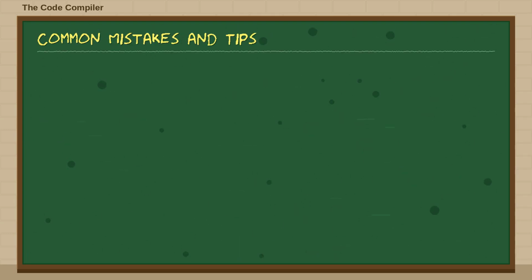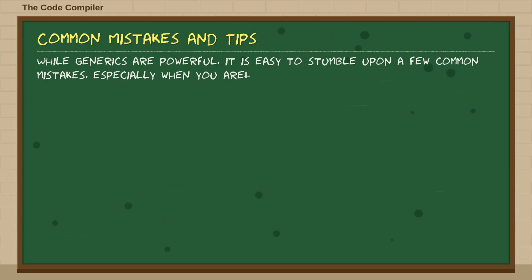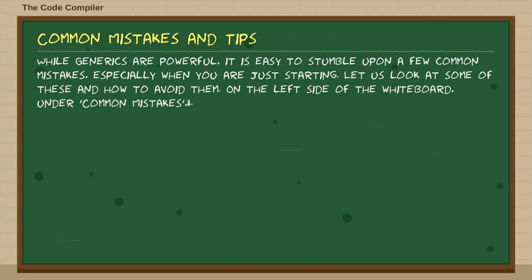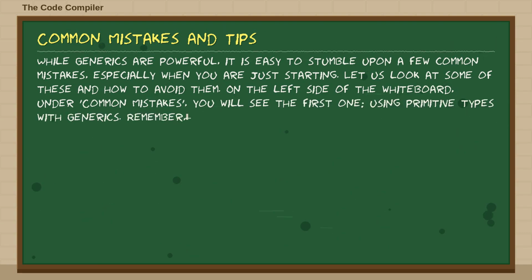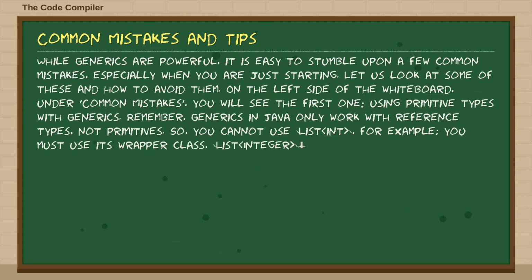While generics are powerful, it is easy to stumble upon a few common mistakes, especially when you are just starting. Let us look at some of these and how to avoid them. On the left side of the whiteboard, under Common Mistakes, you will see the first one, using primitive types with generics. Remember, generics in Java only work with reference types, not primitives. So, you cannot use List<int>, for example. You must use its wrapper class, List<Integer>. This is a very frequent error.